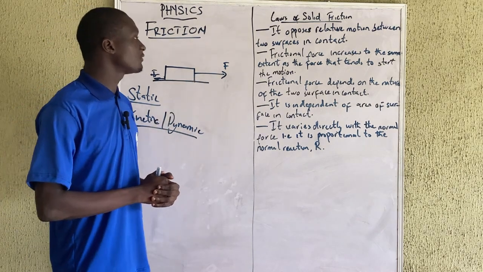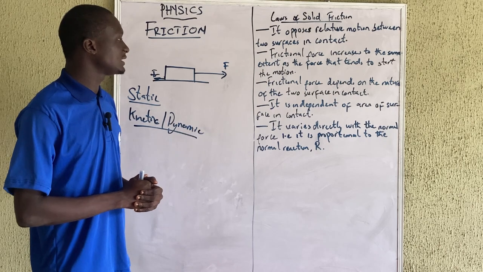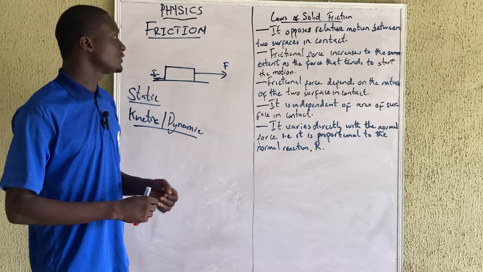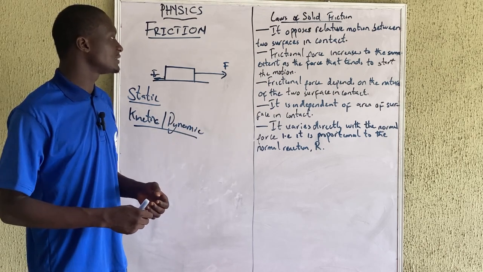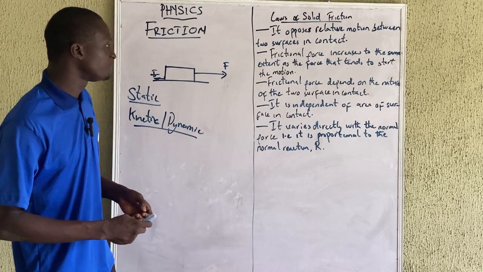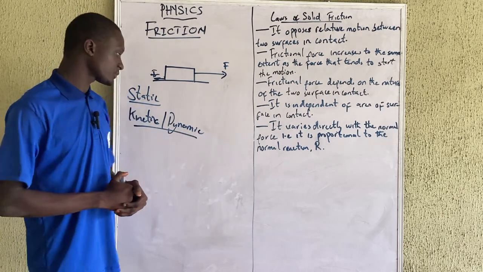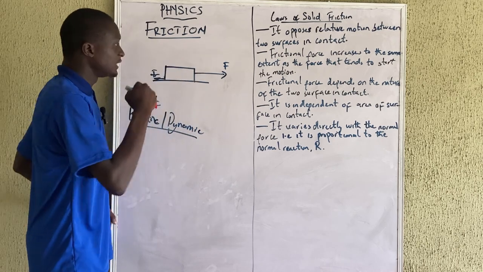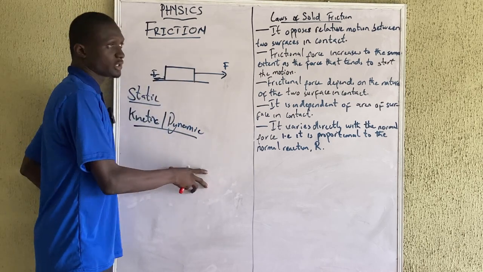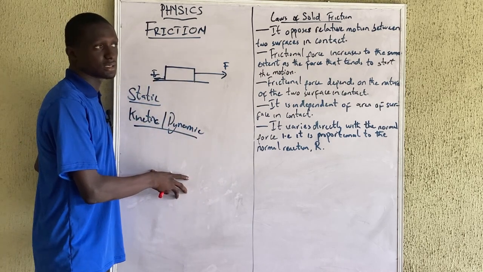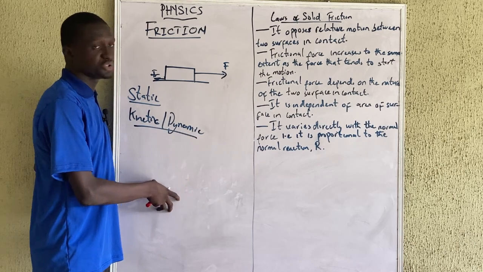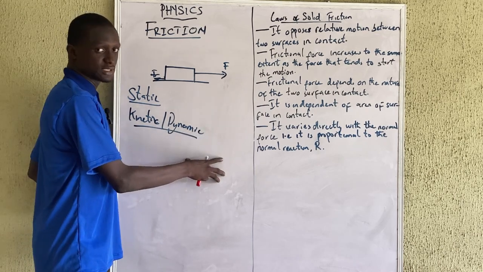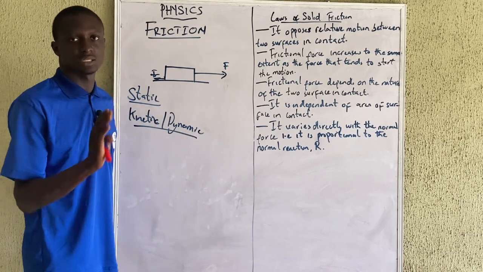The second law: frictional force increases to the same extent as the force that tends to start the motion. Let me explain the second law now. Let's say I want to push this board. The frictional force acting on this board, let's say it's 7 Newton. The board is stationary, so it will appear like there is no force acting on it.